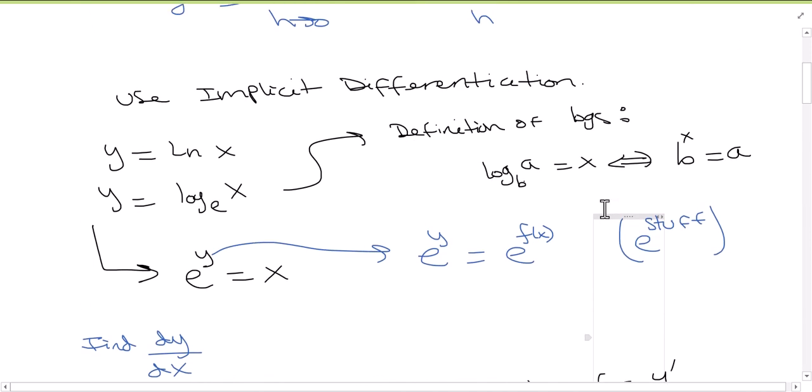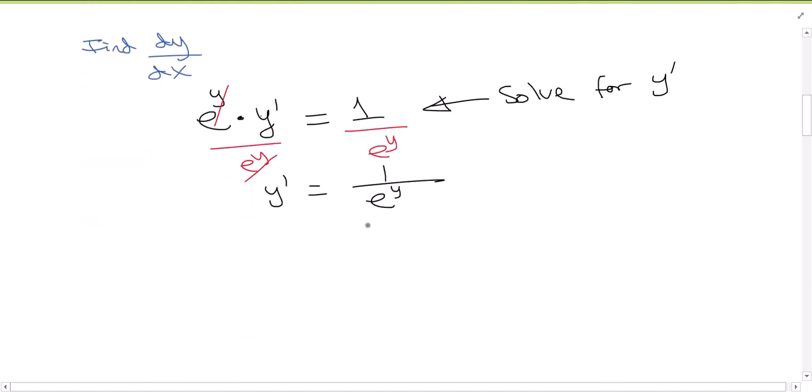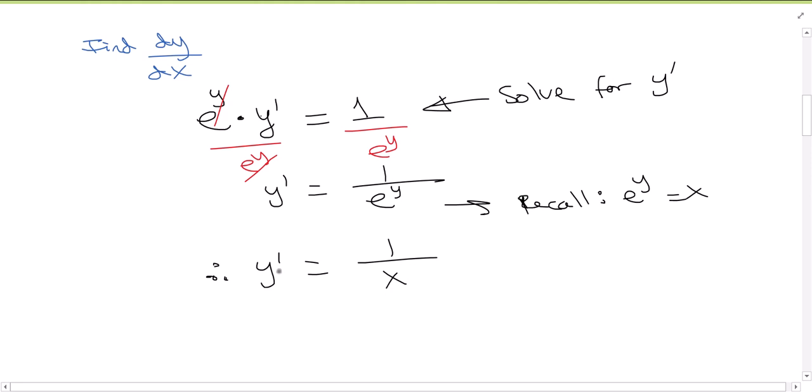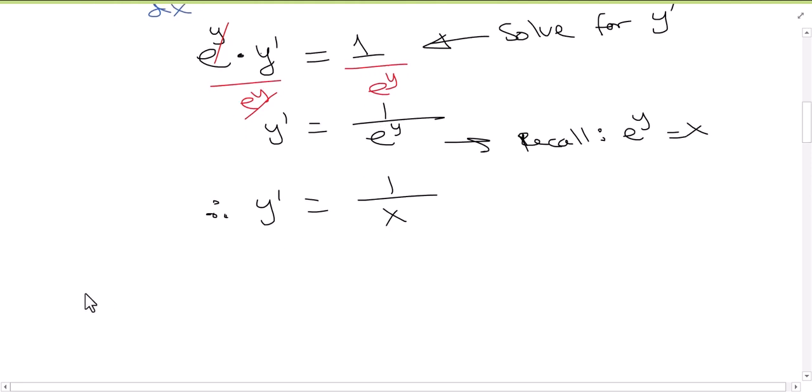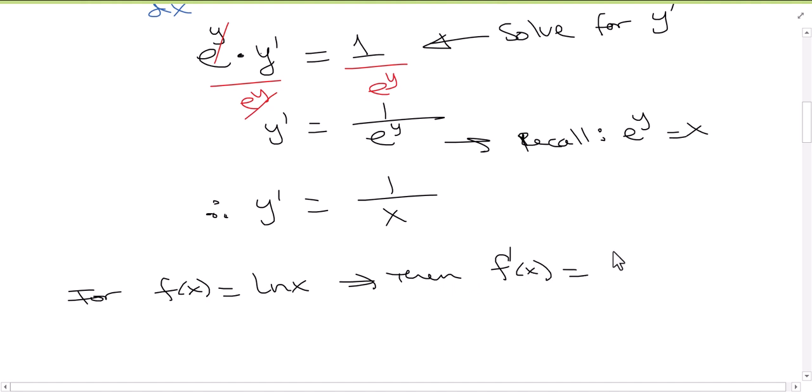But what was e to the y? E to the y is really just x, changing it back to what it was. So y prime is 1 over e to the y, but recall, e to the y is equal to x based on our definition of the logarithm. So this is just 1 over x. So for f of x equals the natural log of x, f prime of x is 1 over x. And now we have the derivative of the natural logarithm function.